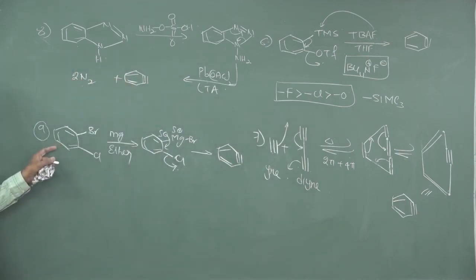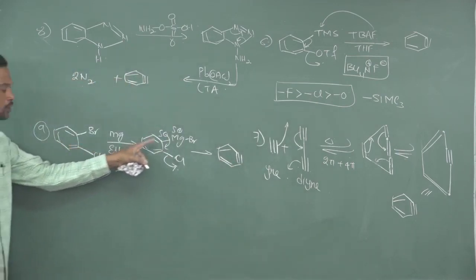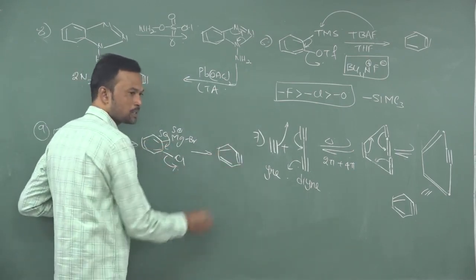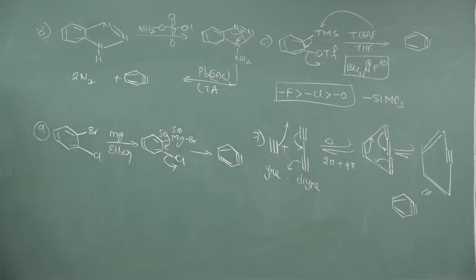I am taking an aryl halide, on treatment with magnesium gives a Grignard, the adjacent carbon is removed as Cl minus, and finally forms benzene. With lithium also it is possible.